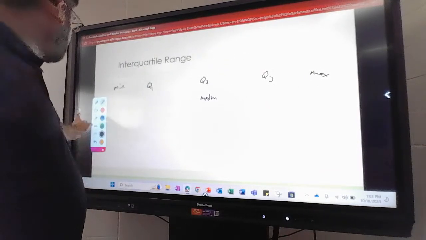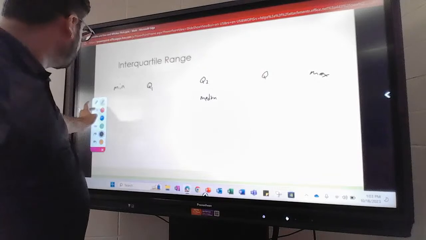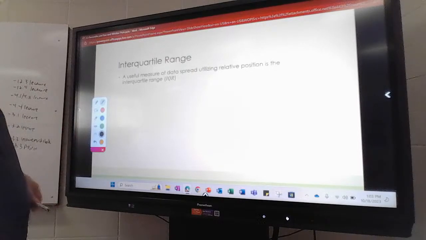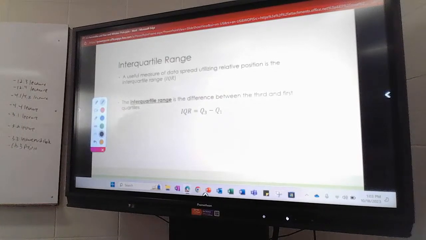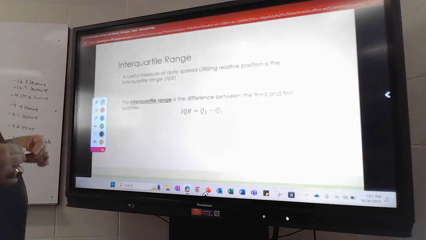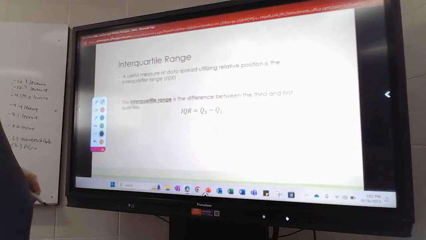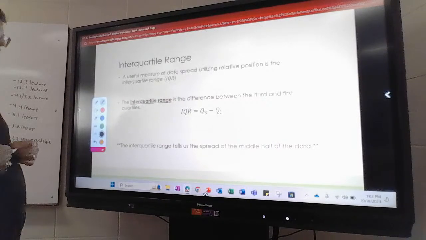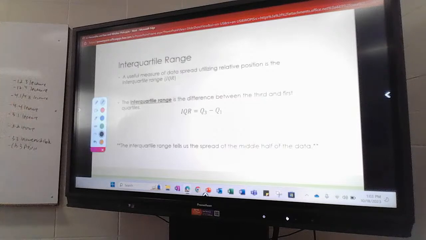Then we have what's called the interquartile range. So it's useful when you're using relative position as a measure of data spread. The interquartile range is basically the difference between the third and first quartiles. It's a range, so you're subtracting one value from the other. Okay, so you're taking your third quartile minus your first quartile. But what it does tell us, it tells us the spread of the middle half of your data. So in a way, it's kind of a combination of measure of central tendency and measure of variation.